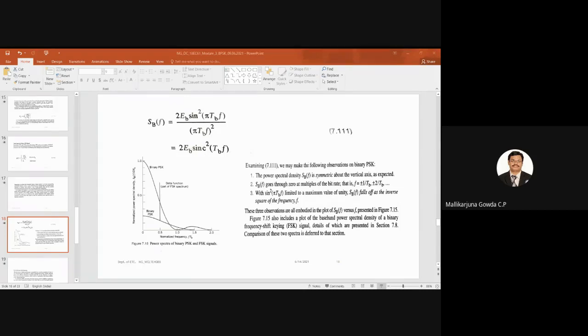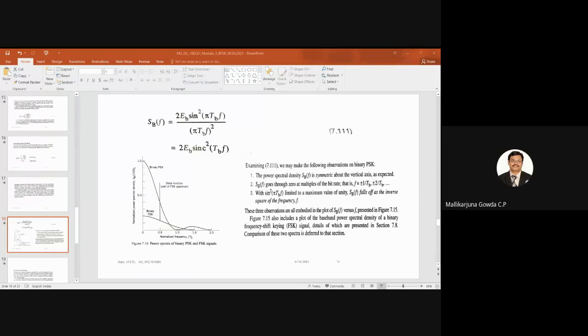the vertical axis, right? And this SB of F will be passing through 0 at multiples of the bit rate. That is, F is equal to plus or minus 1 by TB, then plus or minus 2 by TB and so on. Okay. Hope you are able to visualize a sinc function, right? Here only one side is shown. With respect to this, you can visualize the other side also, and it will be passing through zero crossings at plus or minus 1 by TB, plus or minus 2 by TB and so on. Okay.